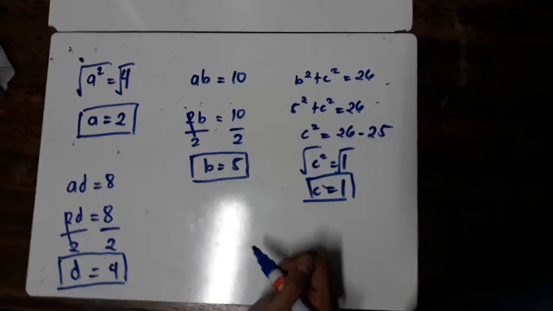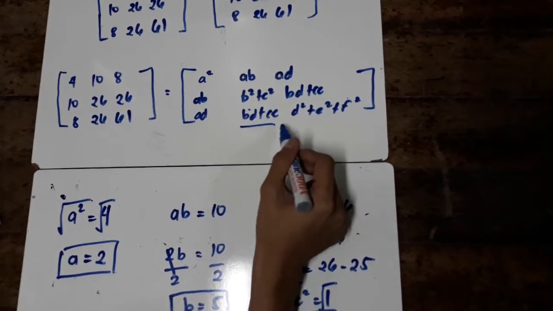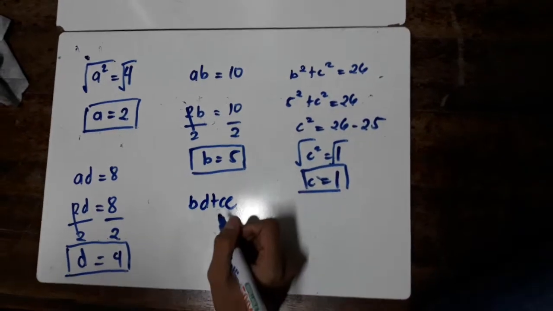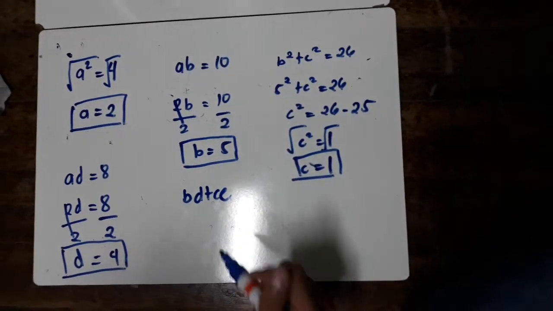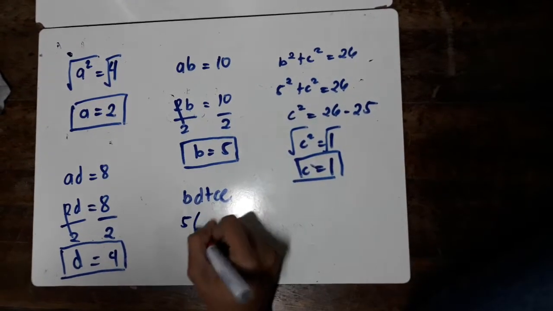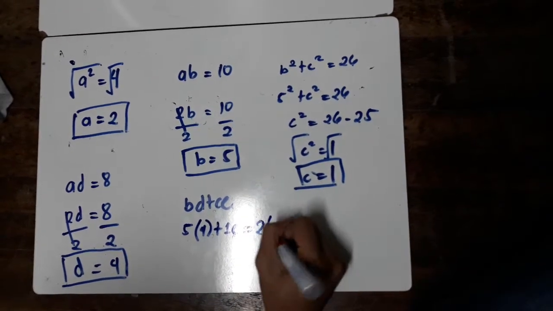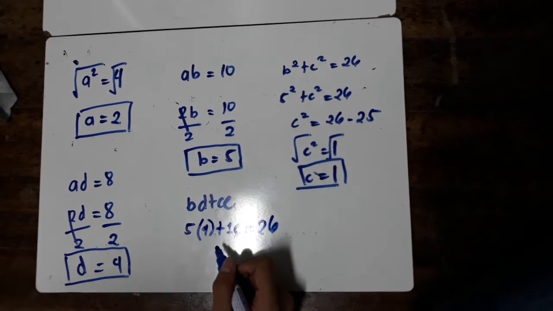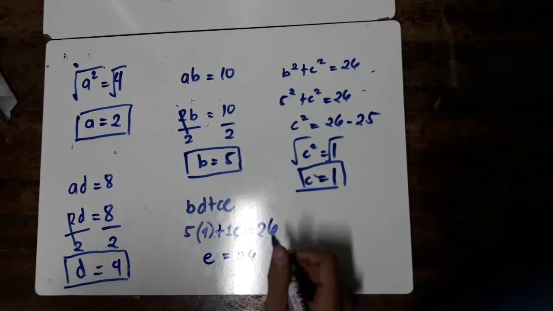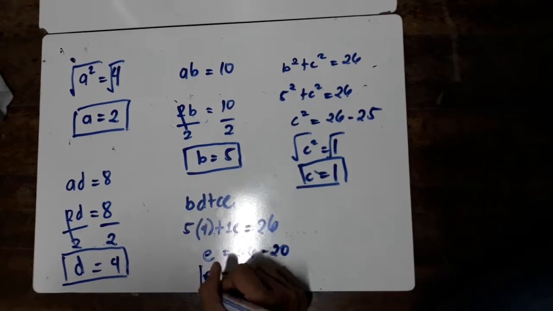For the value of E, we use BD plus CE is equal to 26. Since we have the values of B, D, and C, let's substitute. 5 times 4 plus 1 times E is equal to 26. 5 times 4 is 20, and 1 times E is just E, so E is equal to 26 minus 20. The value of E is 6.